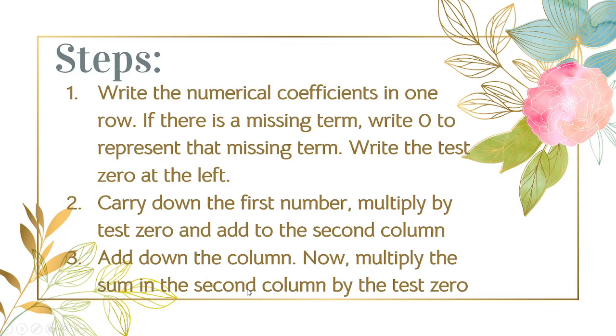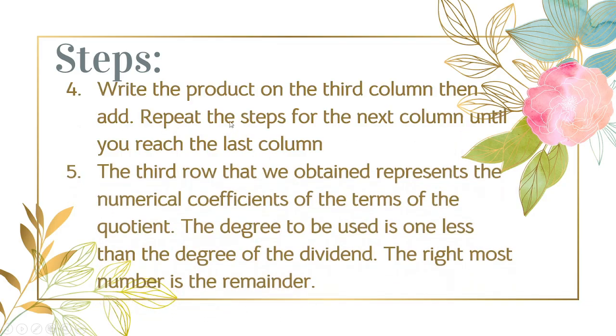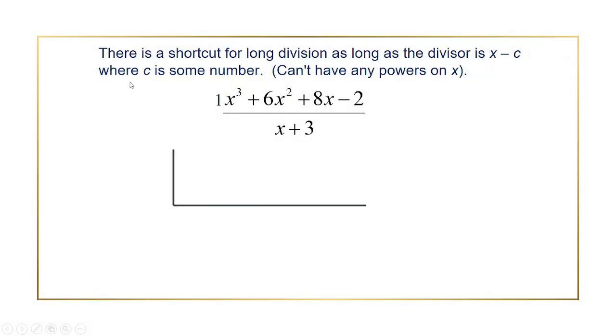Now multiply the sum in the second column by the test 0. Next, number 4, write the product on the third column, then add. Repeat the steps for the next column until you reach the last column. Number 5, the third row that we obtained represents the numerical coefficients of the terms of the quotient. The degree to be used is 1 less than the degree of the dividend. The rightmost number is the remainder. To understand better, here is an example.